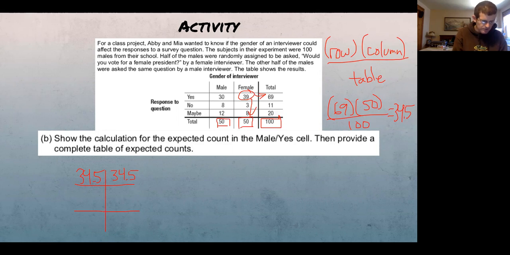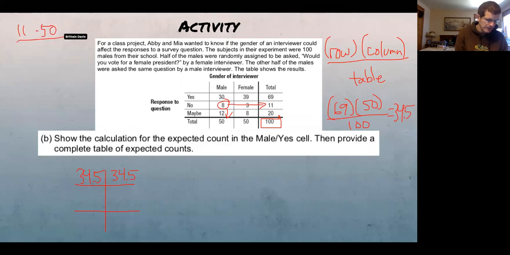All right, so now I'll just keep going through at this point a little faster. So now for this, it's going to be 11 times 50, which I'll just write out, 11 times 50 divided by 100 is 5.5.